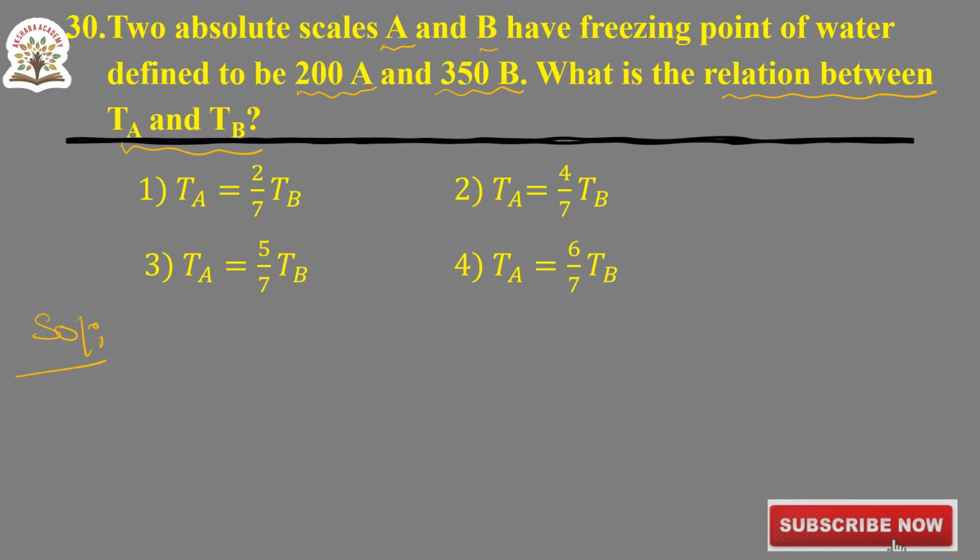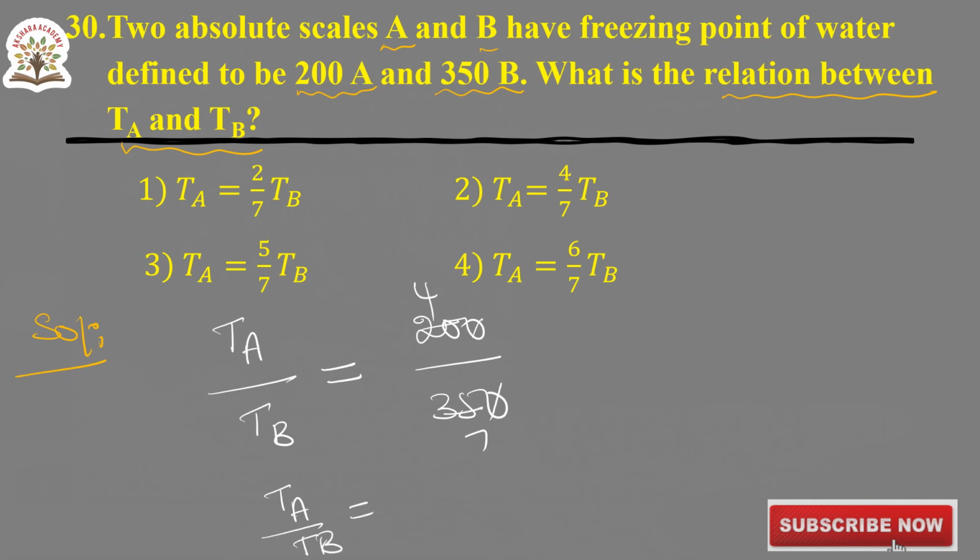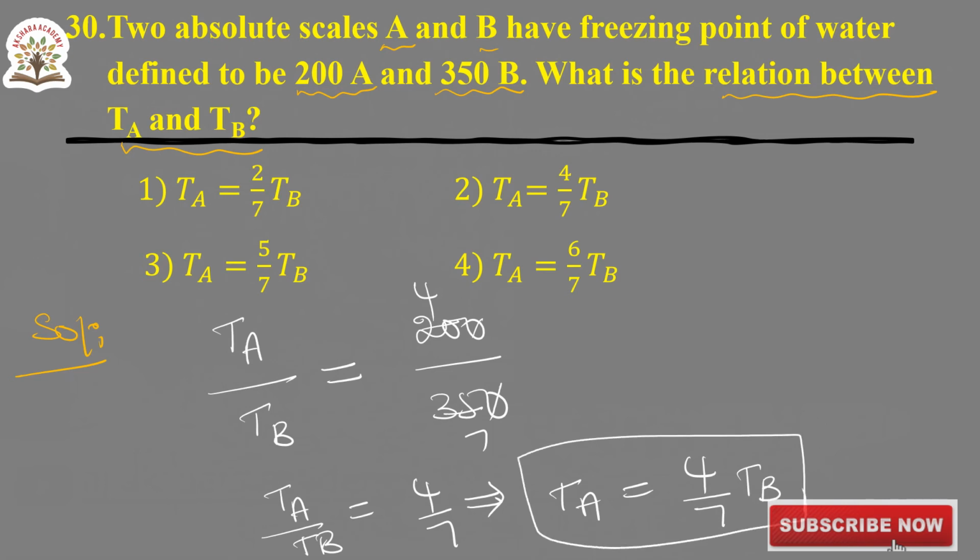TA by TB is equals to, TA they given as 200 and TB they given as 350. The 0 gets cancelled, 5 4s are 20, 5 7s are 35. So TA by TB is equals to 4 by 7. This can be written as TA is equals to 4 by 7 TB. This is the relation between TA and TB. So the second option is correct. Okay, next we will go to the next question.